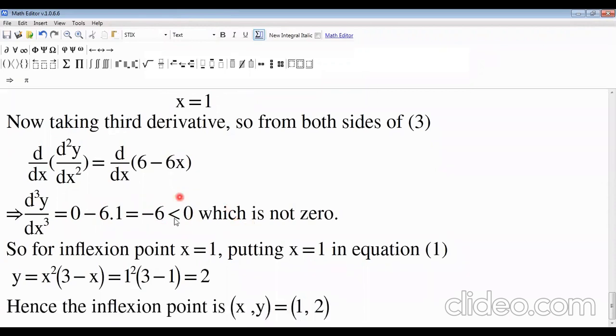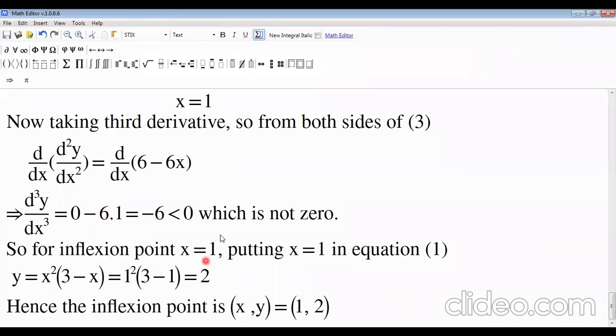So an inflection point occurs here because in our previous lecture we studied increasing and decreasing functions, concave up and concave down. You must know what an inflection point is. The inflection point is where the concavity changes. At x equals 1, concavity changes. This is why we are getting the third derivative not 0. So for the inflection point, we get x equals 1.